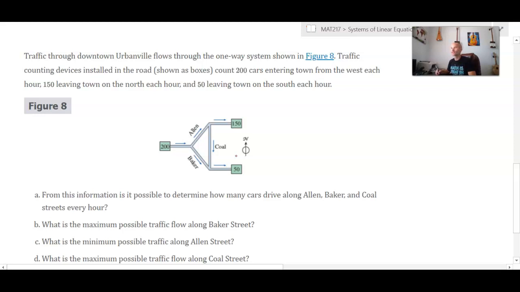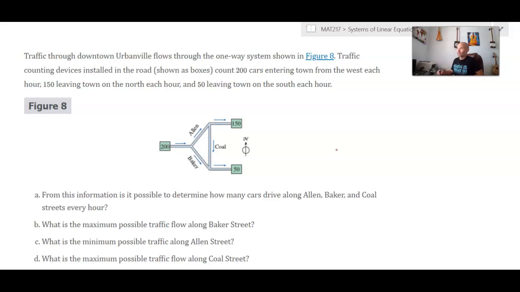So the question is, from this information, is it possible to determine how many cars drive along Allen, Baker, and Cole Street every hour? Okay, so this is hourly, so 200 cars entering each hour, 150 leaving each hour, and 50 leaving each hour. So as we ask this question from this information, is it possible to determine how many cars drive along Allen, Baker, and Cole Street every hour? There's our question, right? We want to know the answer to this.